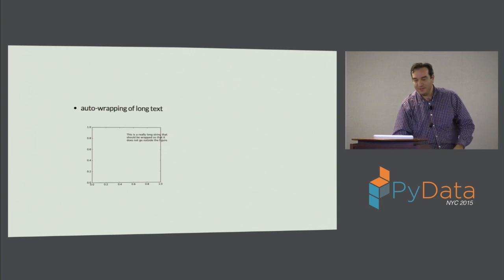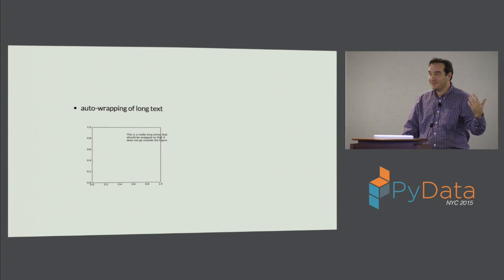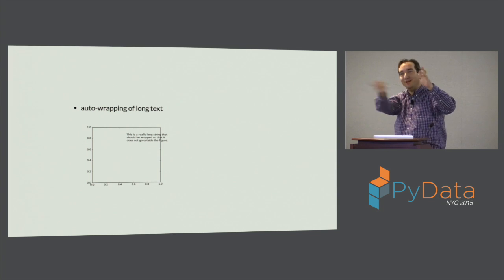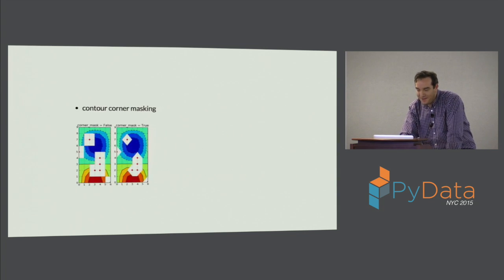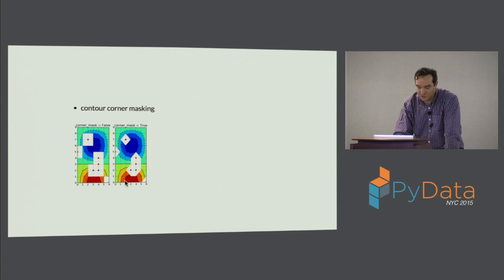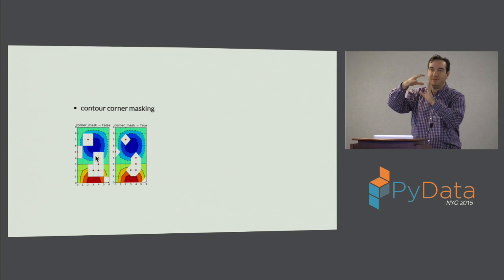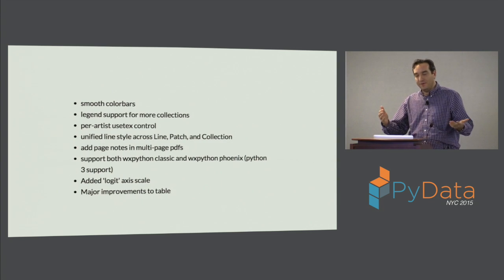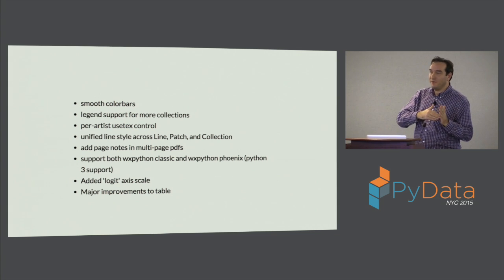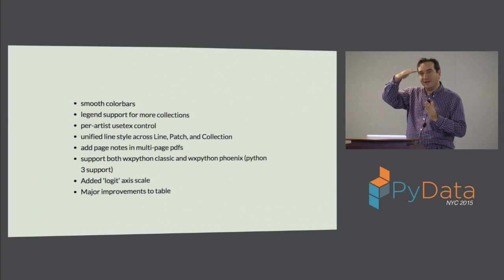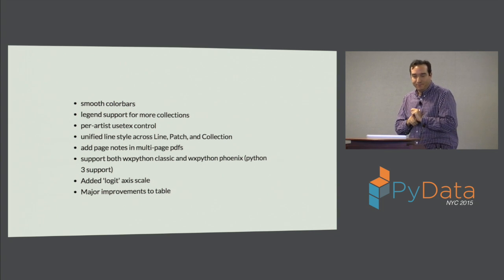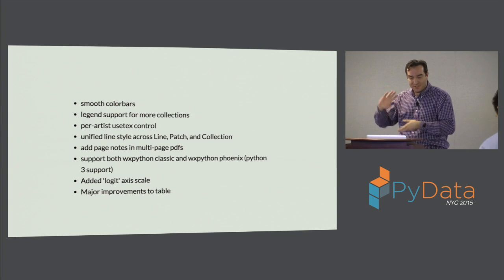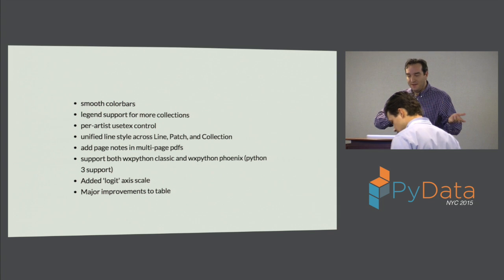Other new features really quickly. We now finally have auto wrapping of long text. If you just start writing things that don't fit on the figure anymore, it will create a new line and keep going. Contour corner masking, you can control whether you want the empty parts of your data to be kind of angled or fill the whole rectilinear box there. The color bars are finally smooth. There used to be a problem, particularly when you write them out for PDF. You'd get these sort of thin little white lines in your color bars. That's been fixed. Legend support works automatically for more different kinds of collections.